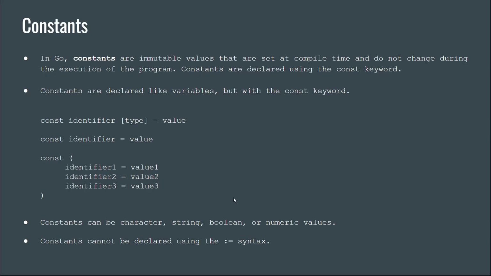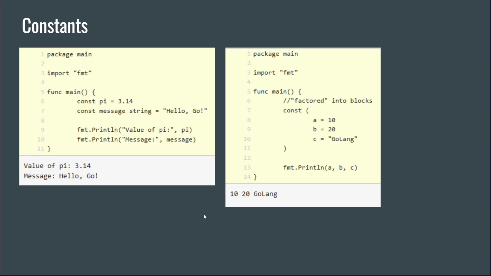A constant can be a character, string, boolean or numeric value in Golang. But we can't use the short variable declaration syntax, colon equal, to declare a constant. Here are some examples for constant declaration and how to use them.